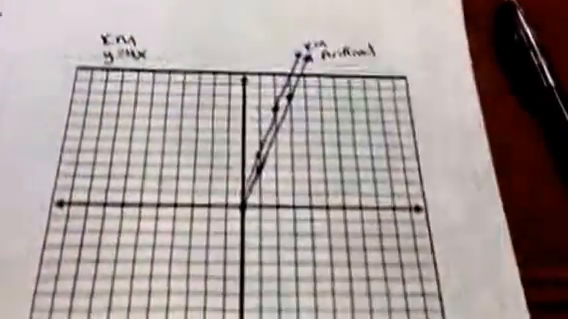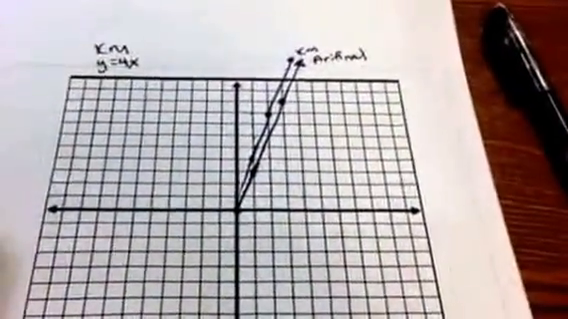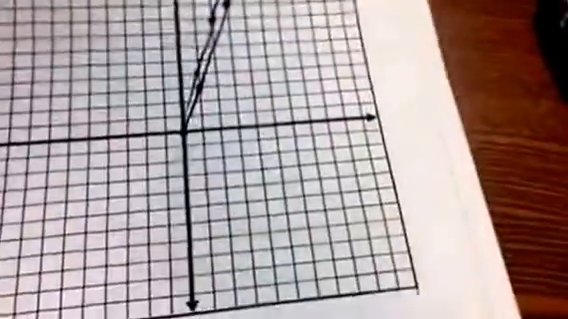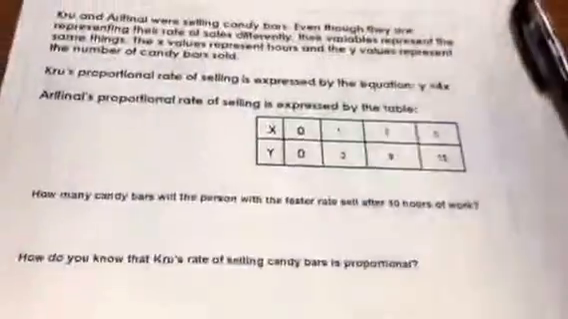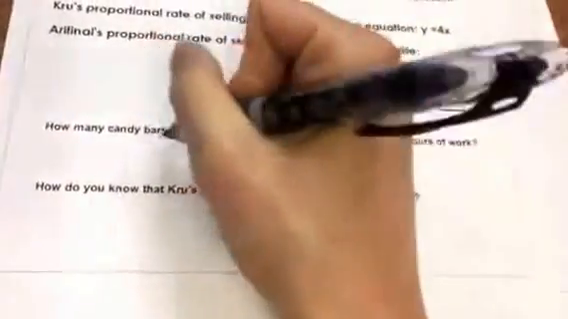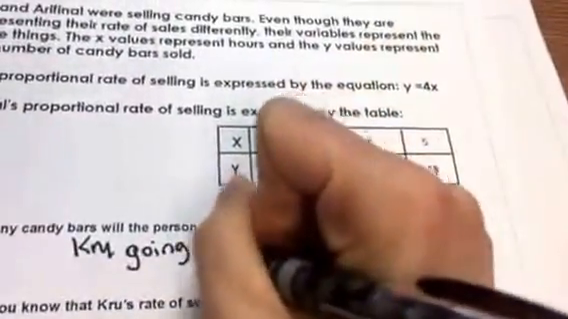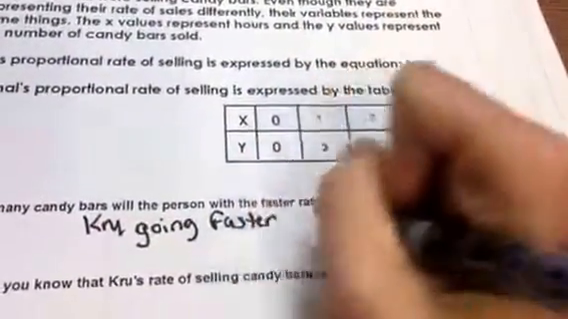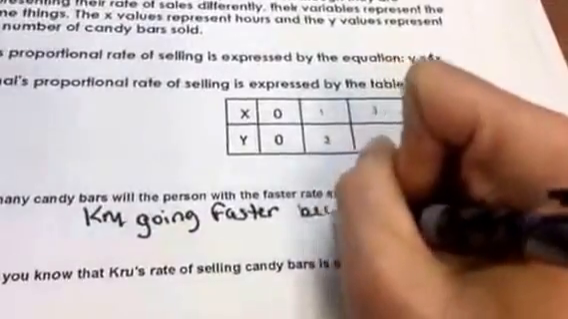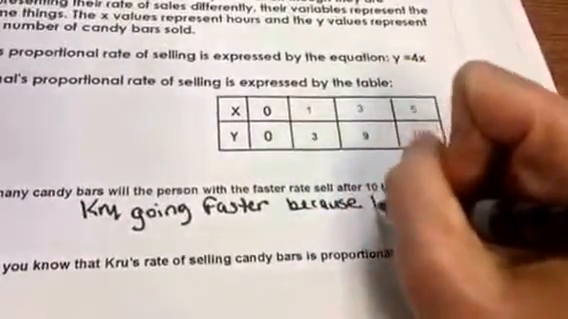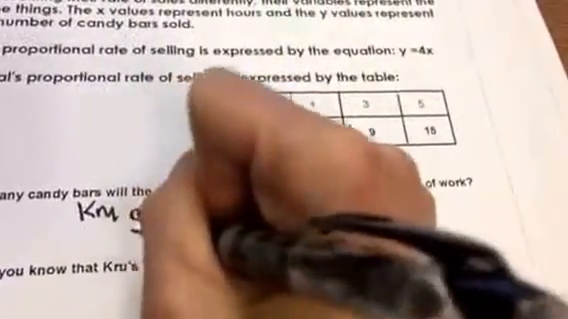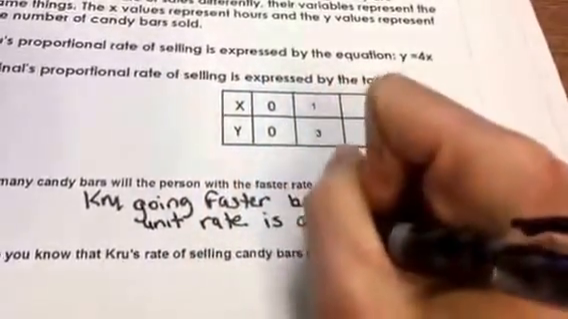Okay, so I can see by drawing my graph who's going up at a faster rate. I can see that Crew is going at a faster rate. So when I'm answering my question here, Crew is going faster because his unit rate is greater.